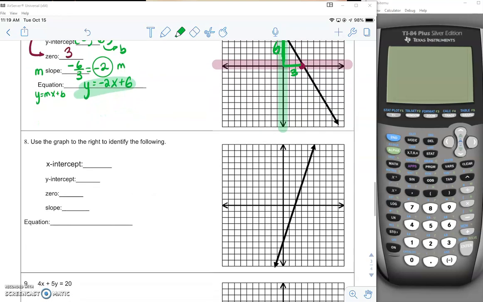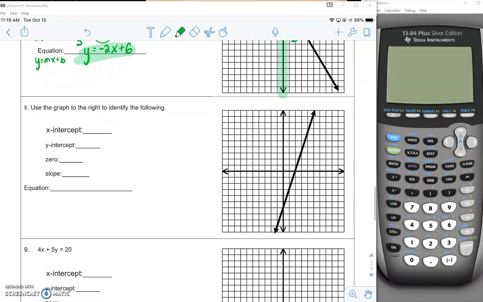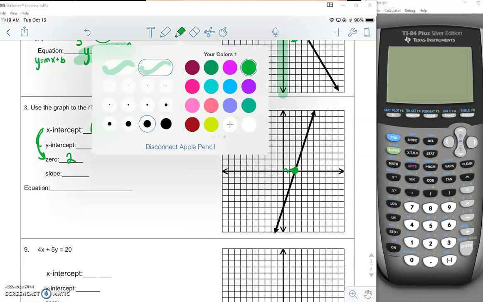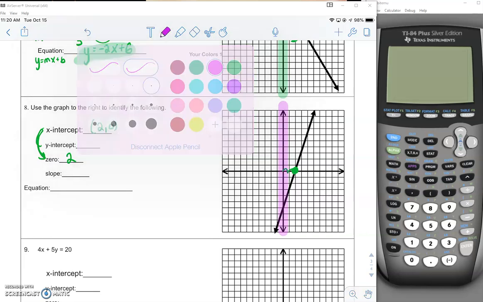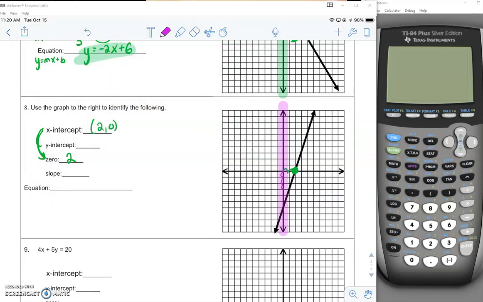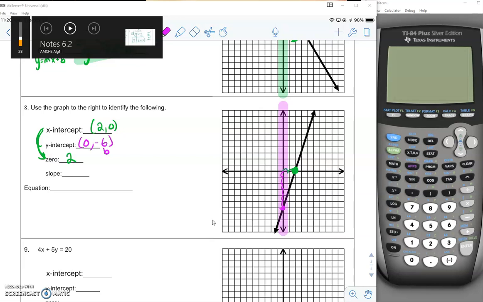Number 8, use the graph to the right to identify the following. Same things, x and y-intercepts, the zero, and the slope. Starting with my x-intercept, it is at positive 1, 2, so this is the point (2, 0). Which means I also know what the zero is. My zero is that x value of 2. Y-intercept, where it crosses the y-axis. My y-intercept is definitely a negative number, negative 1, 2, 3, 4, 5, 6. So the y-intercept is the point (0, -6). This will be our b value in the equation.